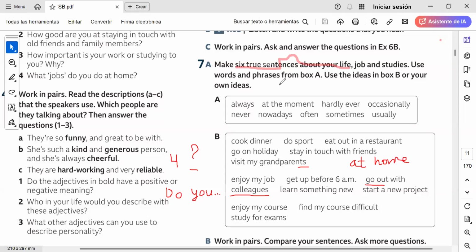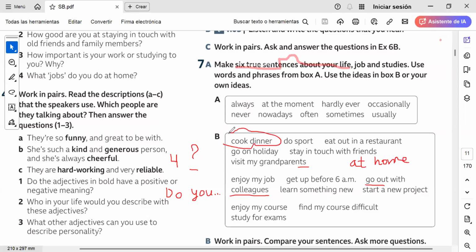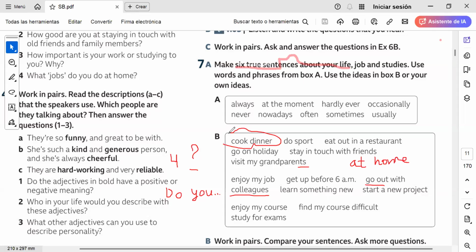Repeat the question, please. Do you always cook your dinner? Cook dinner. Hardly ever. Okay, often. I cook often.